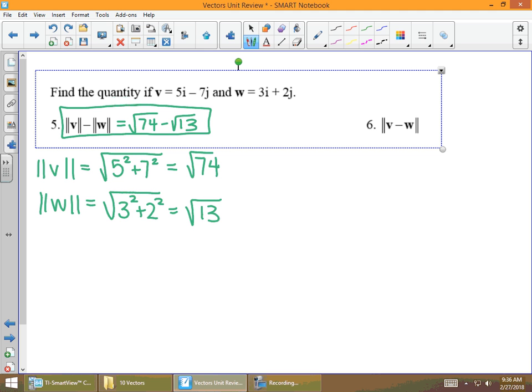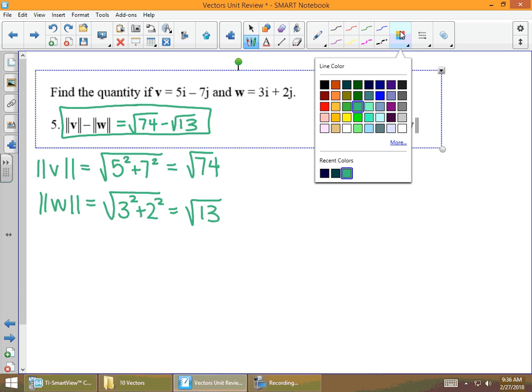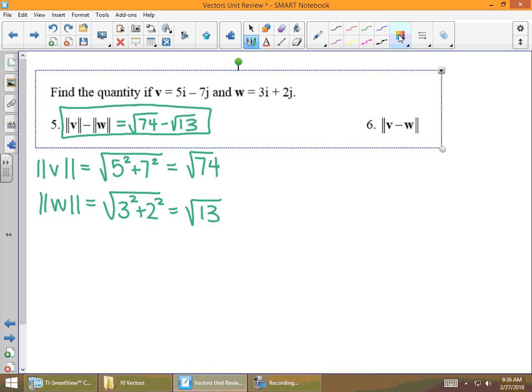For 6, again, we're subtracting the vectors first. So make sure that you make that distinction as you're working through the review so that you can make that distinction when you're working on the test. So we're going to subtract the vectors first. I kind of prefer working in component form, so I'm going to switch up my notation here from i's and j's to vector form.